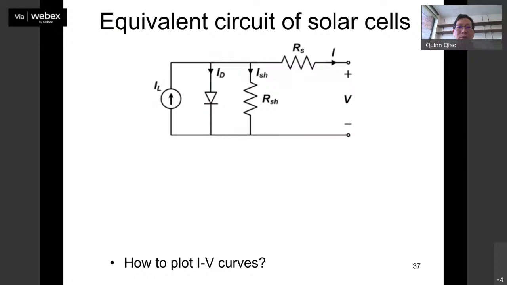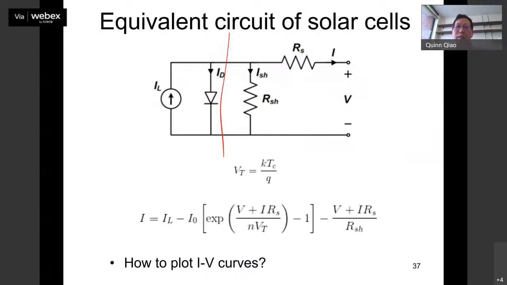Okay, next thing you want to know would be the equivalent circuit of solar cells. I think we talked about this, right? This is the diode, photocurrent, and then shunt resistance, series resistance. Here it basically tells you how to plot it, right? How to plot it, basically you analyze the equivalent circuit, right?